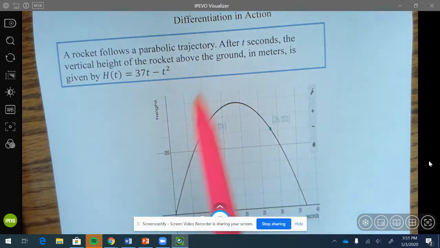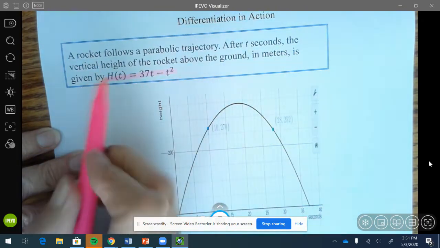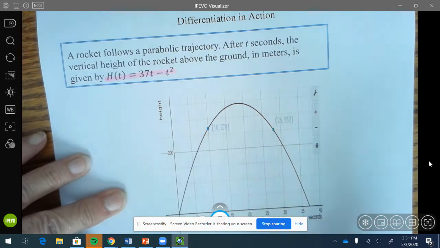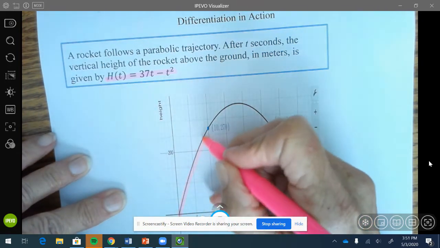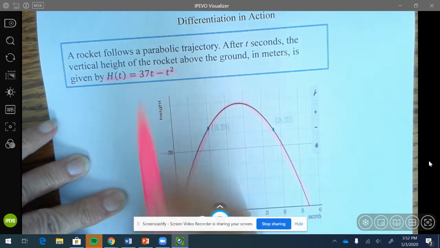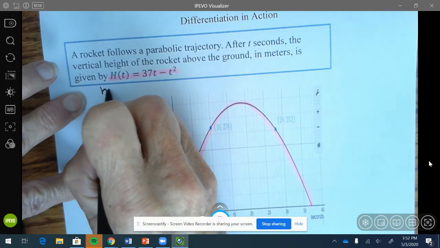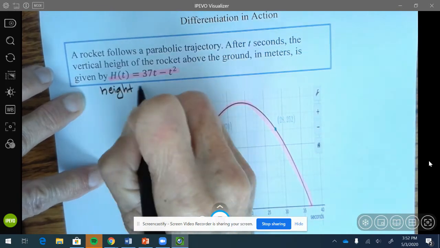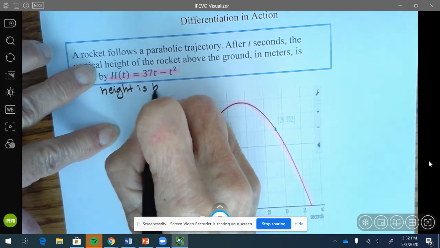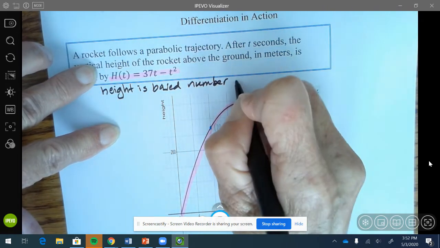And after t seconds, the vertical height of the rocket above the ground in meters is given by this function. So this function, h of t equals 37t minus t squared, is what determines this parabola. That function looks like that on the graph. Now let's look at that. That is a function. This function here tells us the height of the rocket is based on the number of seconds in the air, number of seconds passed.